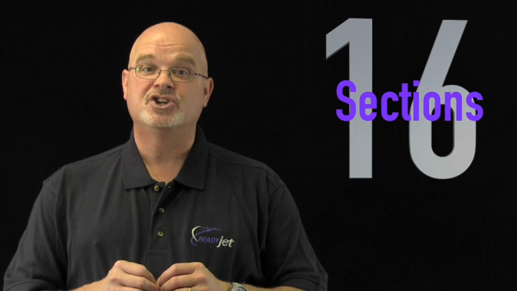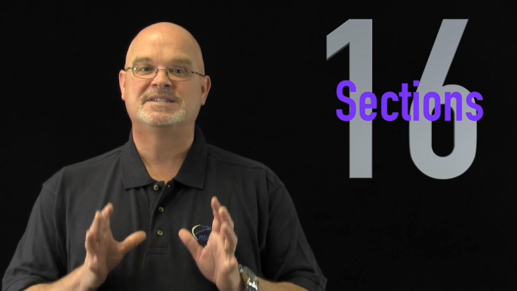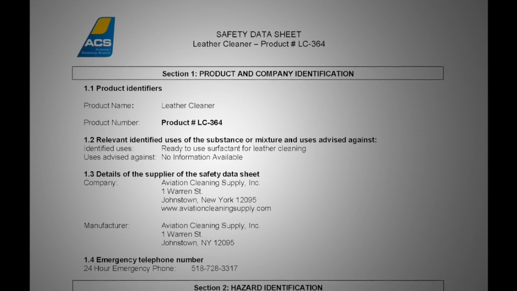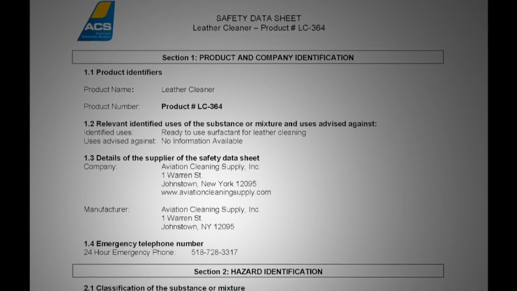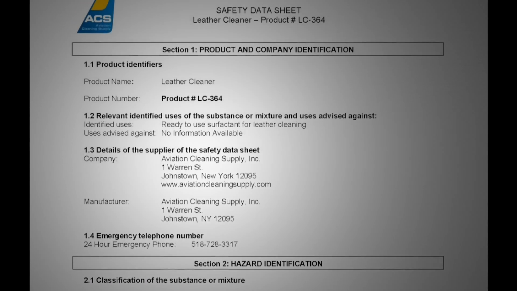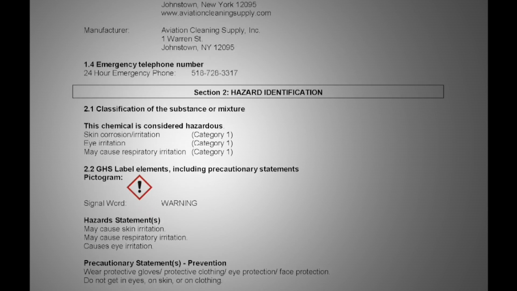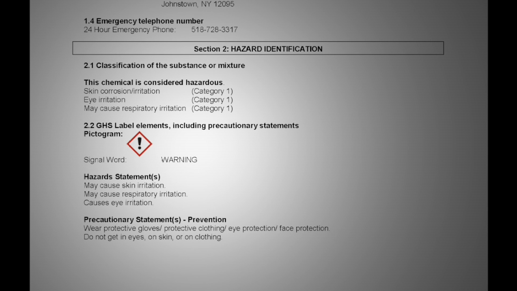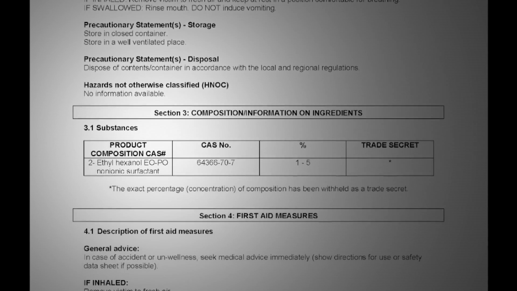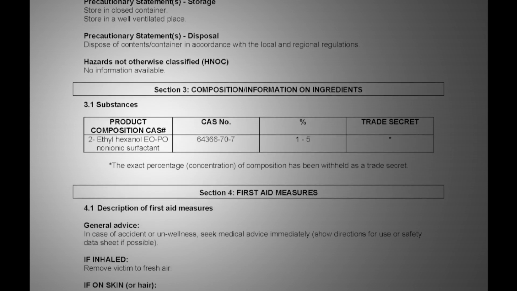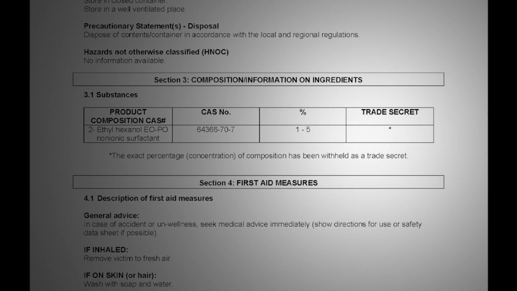The new GHS standards require that chemical safety data sheets have a total of 16 specific sections. Section 1, Identification. This will include the manufacturer's name and address, emergency contact number, recommended use, and restrictions on use. Section 2, the Hazard Identification section, includes all hazards associated with the chemical and required label elements. Section 3, Composition Information on Ingredients. This section includes information on chemical ingredients and trade secret claims.